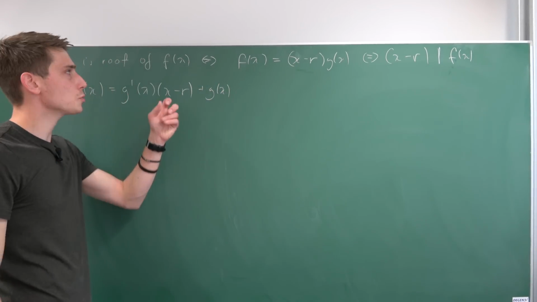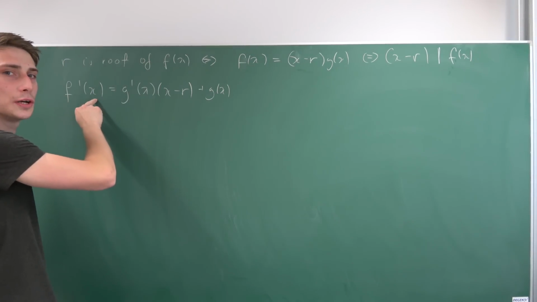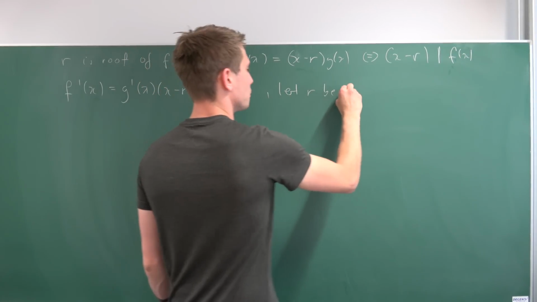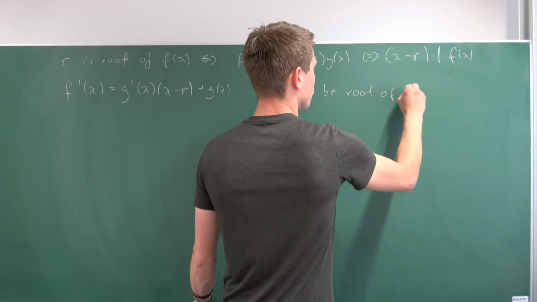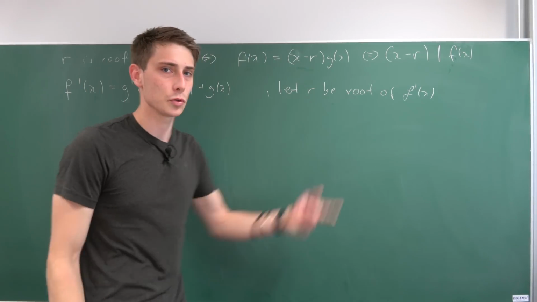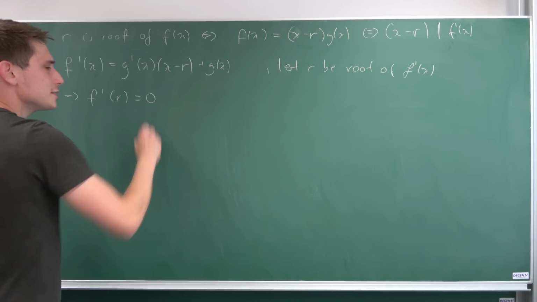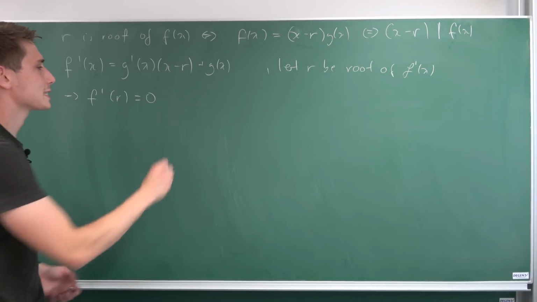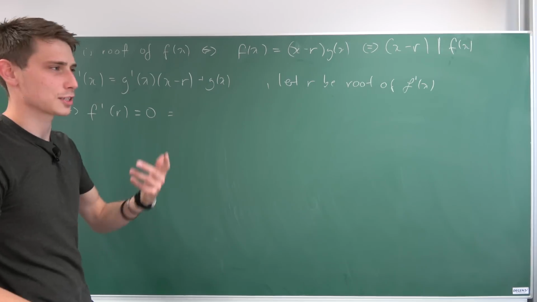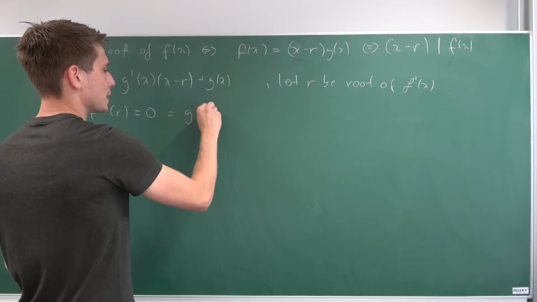And now we are going to suppose that r is a repeated root. That means that r is also a root of this polynomial. So let r be a root of f prime of x. What does it mean for r to be a root of f prime? Well, that also means that f prime of r is supposed to be 0. We can plug this r into all the x's right here. So this is g prime of r times r minus r. That's just going to evaluate to 0, plus some g with respect to r.